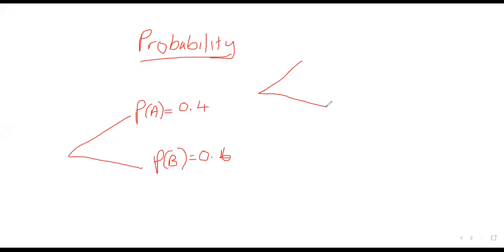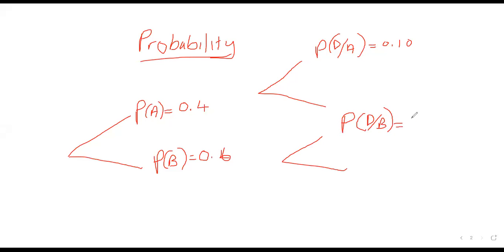Then you have a probability of D coming from A. This is maybe 0.1. Then you are also given the probability of D coming from where? B. This is maybe 0.4.